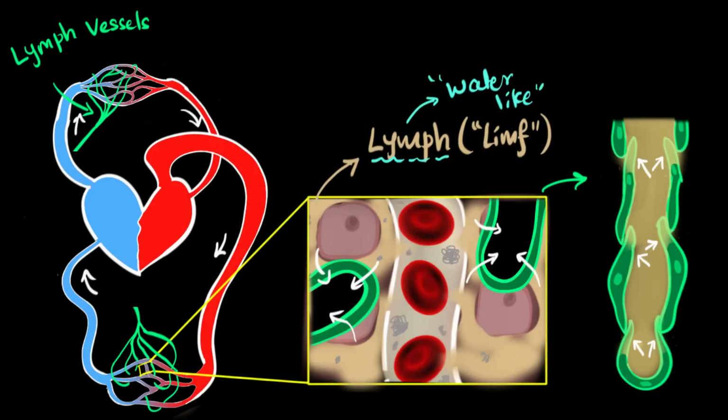And so the lymph vessels eventually connect to a vein somewhere close to the heart. That's where the pressure is the lowest. And then it re-enters into our circulatory system. And this is how the lymph vessels ensure that we get back the lost blood from the capillaries.